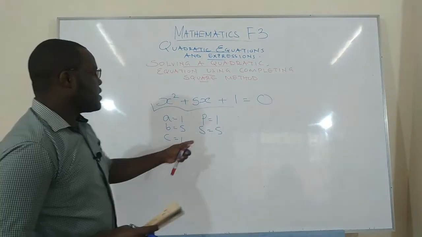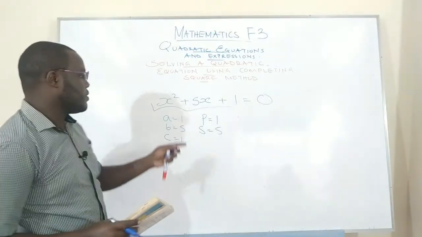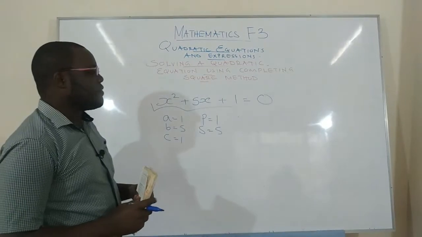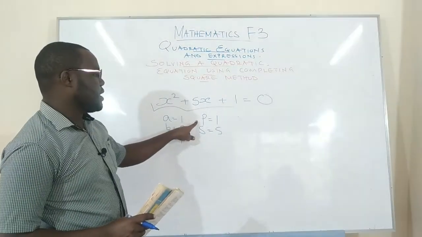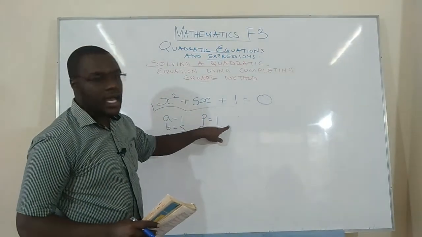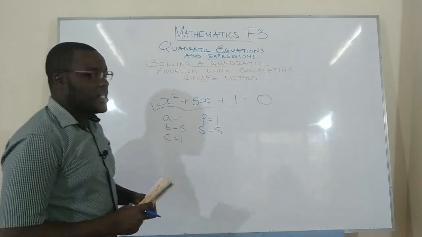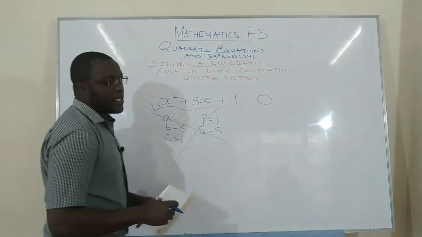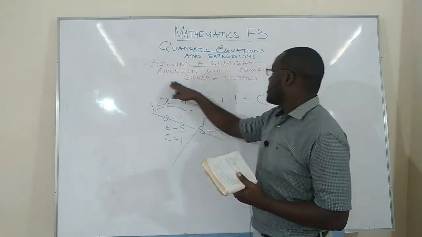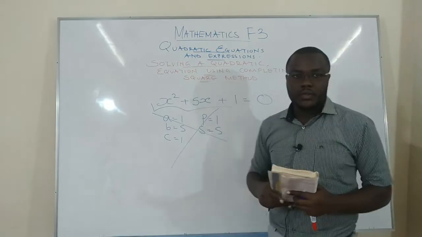Now, you see that thinking of these two numbers is not something logical. Even if you take the whole day thinking, at the level at which we are, it would be a little bit impossible for you to think of two numbers whose product is 1 and sum is 5. So what happens at this stage? This method fails to work for us. And that's where we start looking at the method known as completing the square, and that is what we want to learn today.